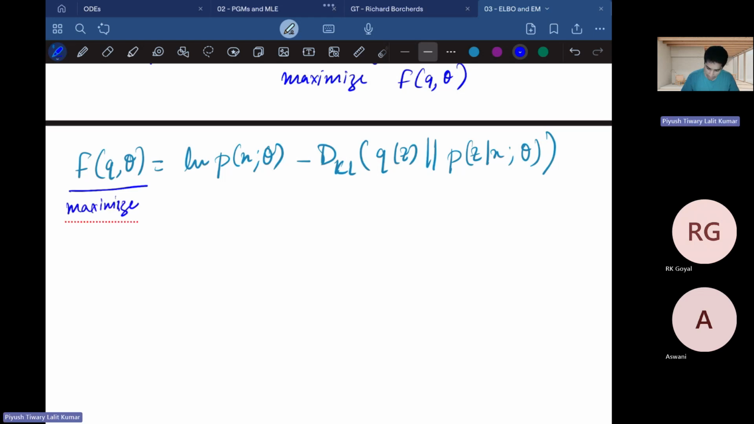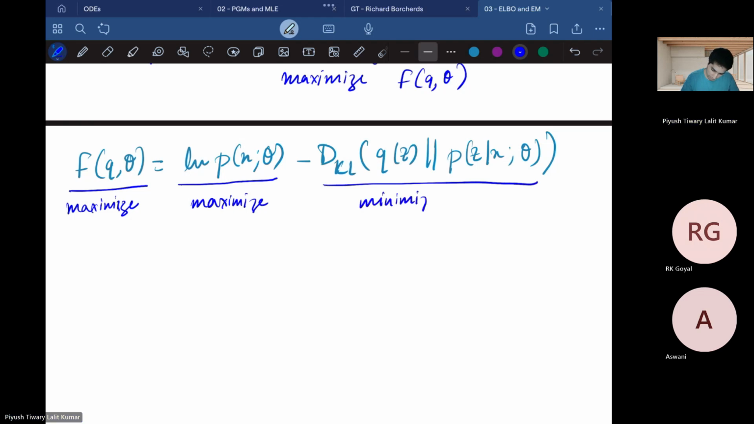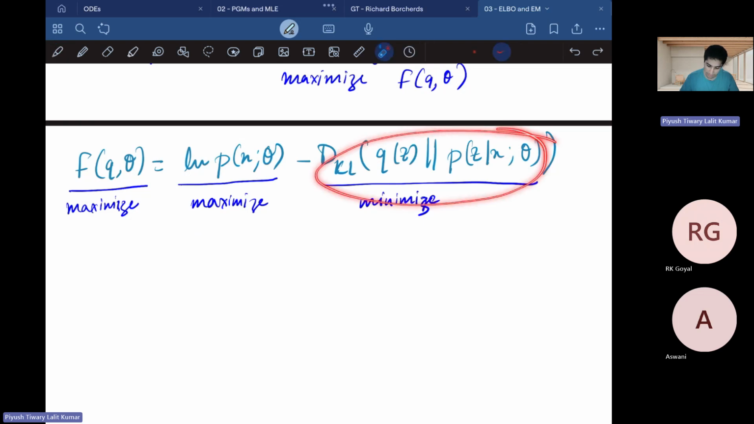If you want to maximize this, what is it that you are doing? Well, you are maximizing this. If you maximize this, you are also maximizing this, right? The log likelihood. At the same time, you are minimizing this divergence. So maximizing the ELBO results in maximizing the log likelihood. That is desired, but it also minimizes this divergence, the KL divergence.